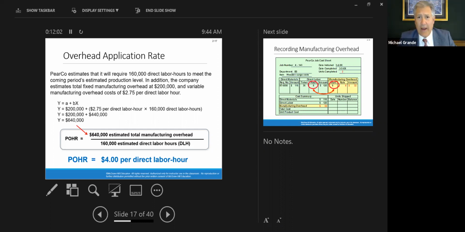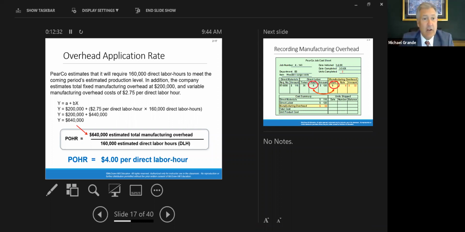that it will require, remember it's estimated information, 160,000 direct labor hours to meet its upcoming period's estimated production level. In addition, the company estimates total fixed manufacturing overhead costs of $200,000 and the variable manufacturing overhead cost of $2.75 per direct labor hour.